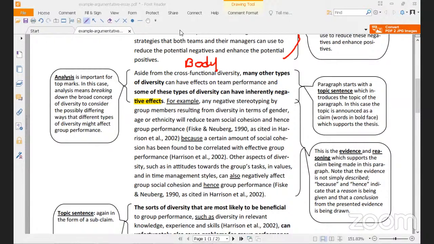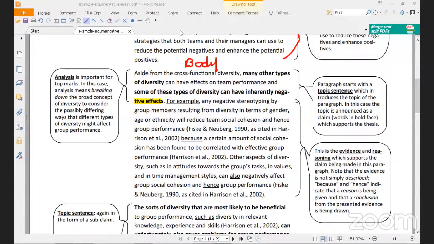Aside from the cross-functional diversity, many other types of diversity can have effects on team performance, and some of these types of diversity can have inherently negative effects. For example, any negative stereotyping by group members resulting from diversity in terms of gender, age, or ethnicity will reduce team social cohesion and hence group performance.